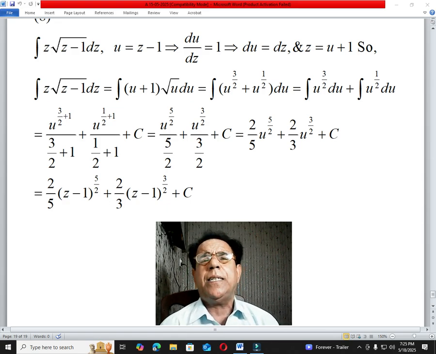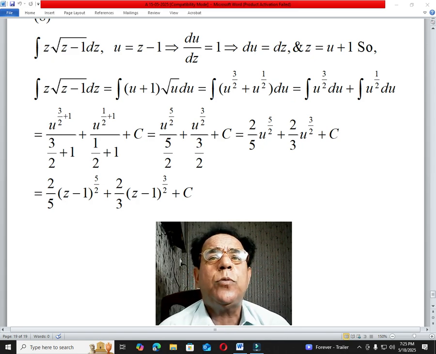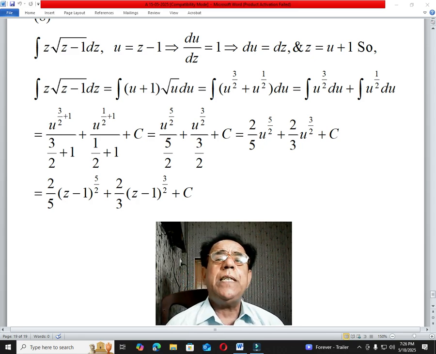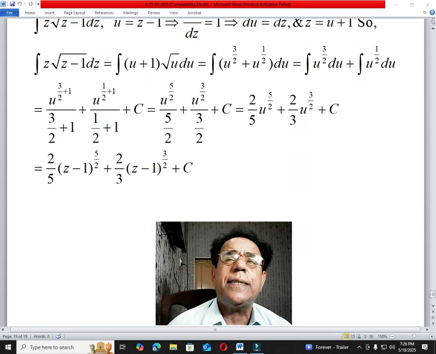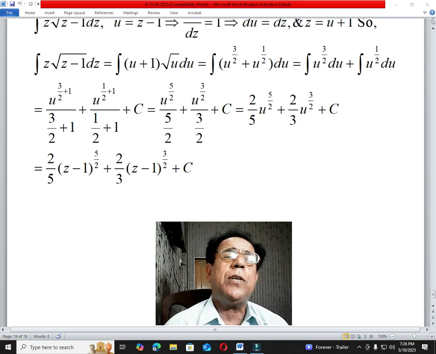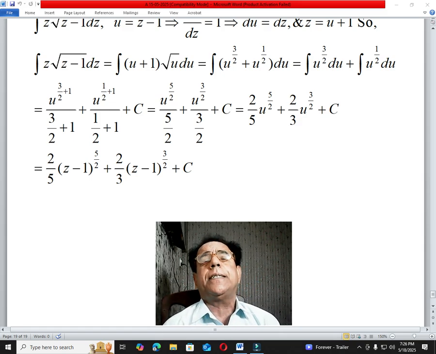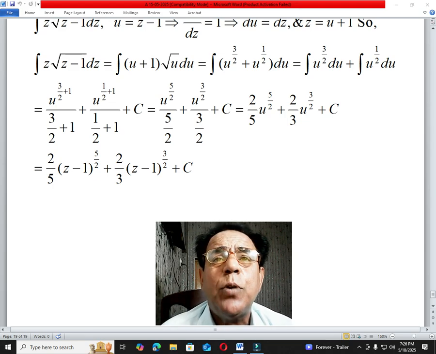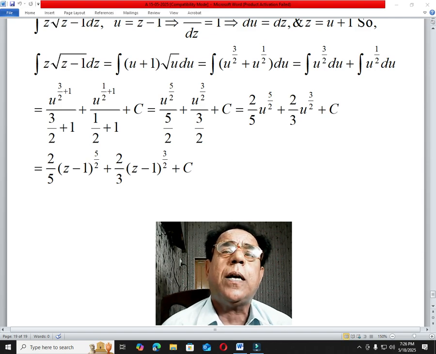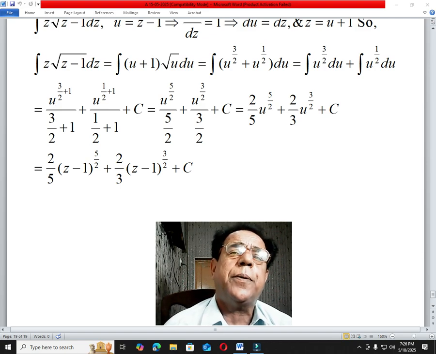Anyhow, this becomes equal to the integration of u raised to power 3 by 2 into du plus the integration of u raised to power 1 by 2 du. To this extent we have not integrated, we have just rearranged our problem statement. Now in the next step we are going to apply the power rule of integration. That is to say, the power or exponent will be increased by one, and then that increased power or exponent will appear in the denominator.